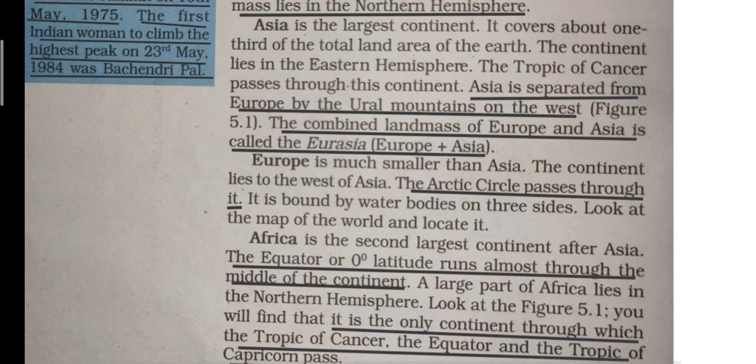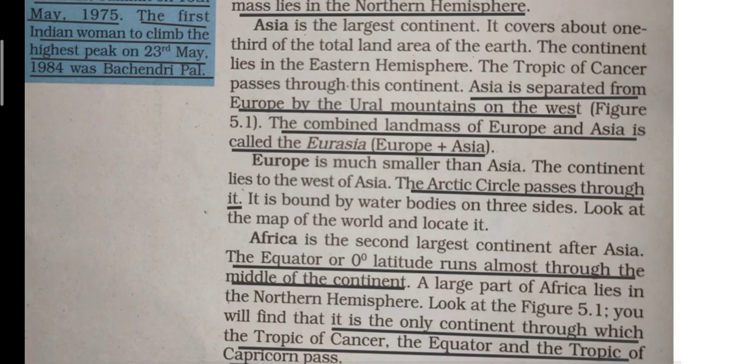Now we will move to Europe. So Europe is much smaller than Asia. The continent lies to the west of Asia. The Arctic Circle passes through it. It is bound by water bodies on 3 sides. Look at the map of the world and locate it.